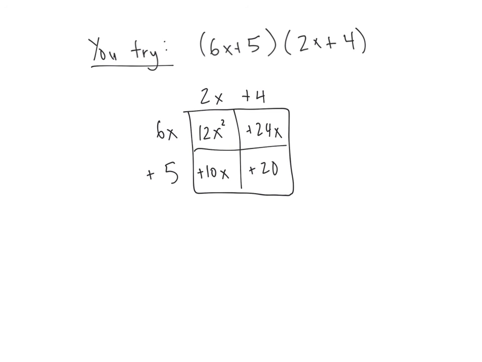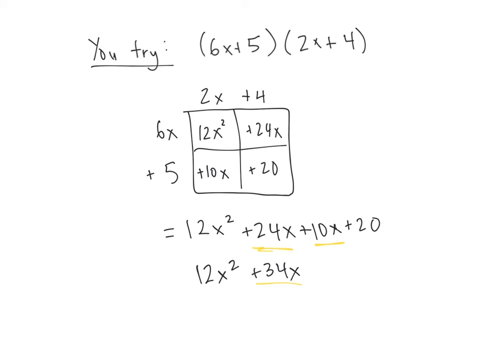All right, so that's how the box should be set up here. 6x times 2x making 12x squared, and then 6x times 4 making plus 24x. 5 times 2x making 10x, and 5 times 4 making 20. Then when I add up those boxes, I get 12x squared, plus 24x, plus 10x, plus 20. And then combining that middle term, 24x and 10x, is going to make a 34x. So I'm left with 12x squared plus 34x plus 20 as my answer on this one.